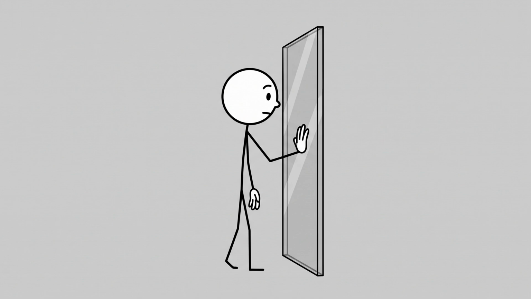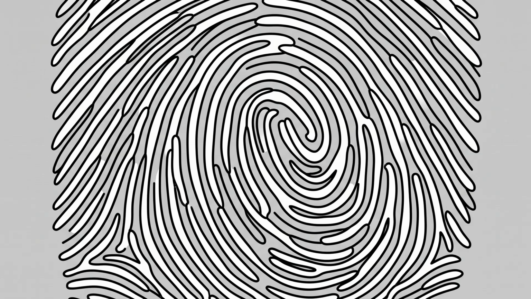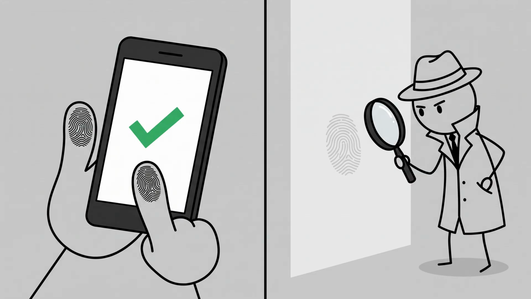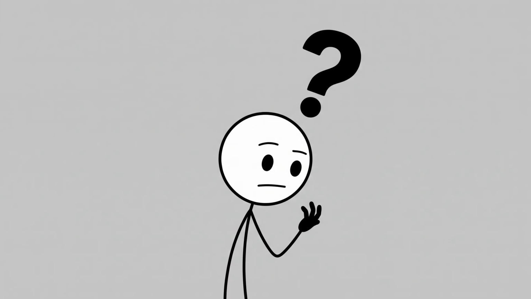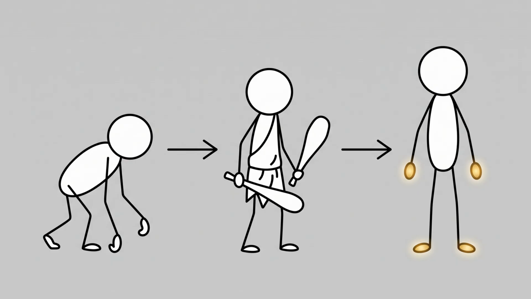Press your thumb against a pane of glass and look closely. What you see is a labyrinth of ridges and valleys, a miniature topography that is yours and yours alone. This pattern has become a cornerstone of modern identity, the key to our phones and the ghost we leave at a crime scene. But why is it there?